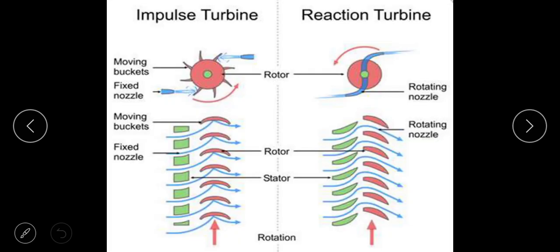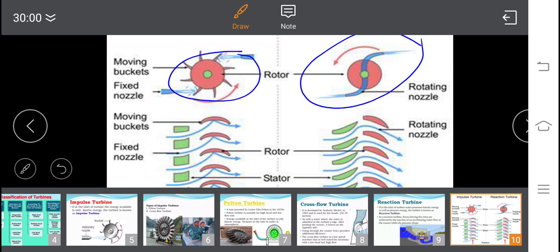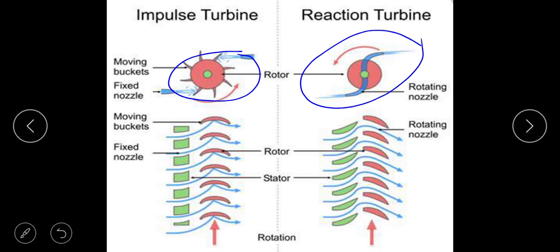You can see here the different major parts: impulse turbine, reaction turbine. Impulse turbine looks like this and reaction turbine looks like this. Here the fluid nozzle, moving buckets is shown here also. So many buckets are connected. Fixed nozzle through which the jet of water is entering and hitting the buckets. Here it is rotating nozzle.